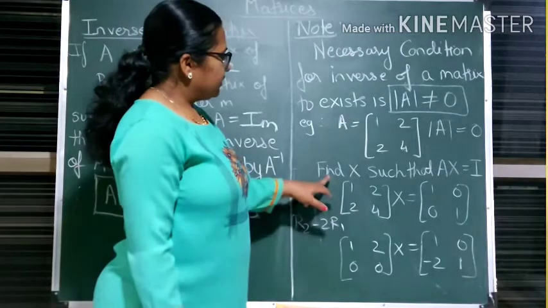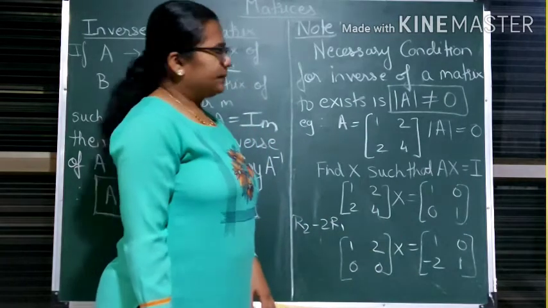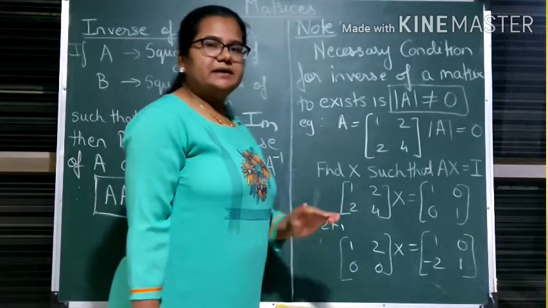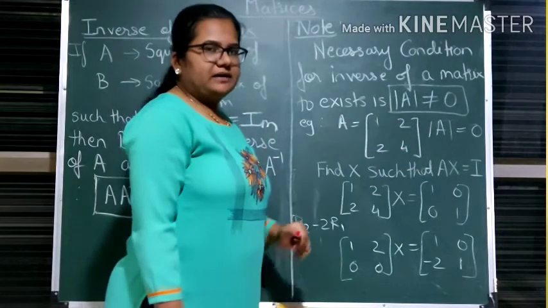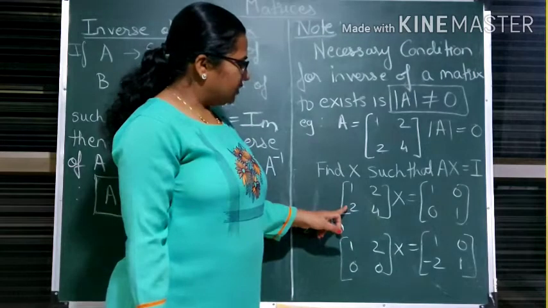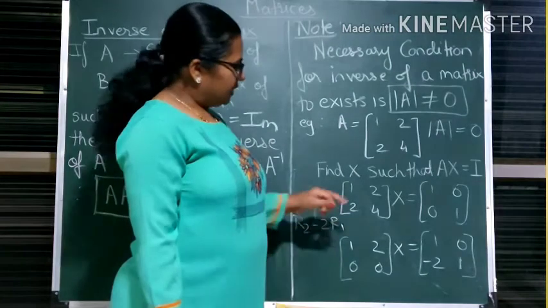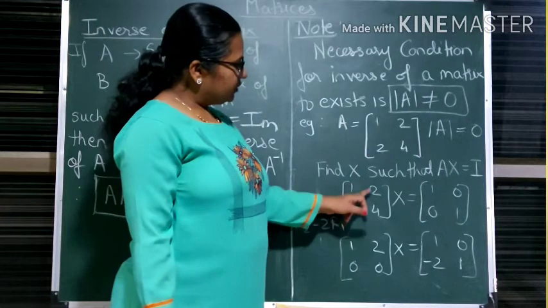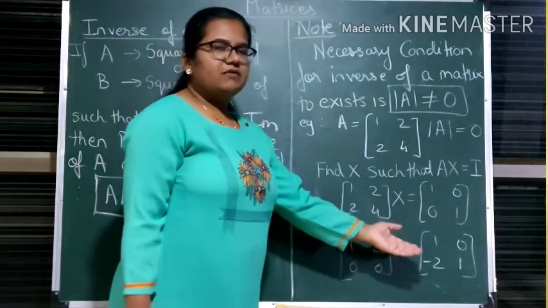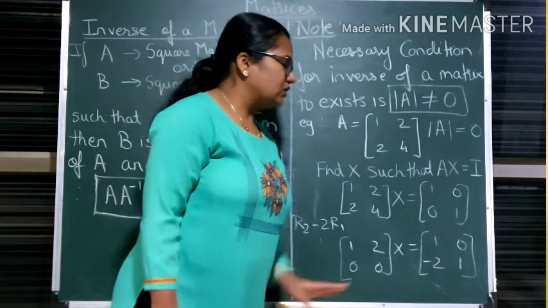So the determinant of this matrix is 0. Now see this equation. Find X such that A into X is equal to I. What will we do here? We will convert this matrix A to the identity matrix and we will get the unknown matrix X. I have written the definition. Now to make this element 0, we have to do this operation: R2 minus 2R1. So you can see 2 minus 2 gives 0, 2 into 2 is 4, 4 minus 4 again gives 0. The same operation I will apply on the RHS. So 0 minus 2 is minus 2 and 1 minus 0 remains 1.